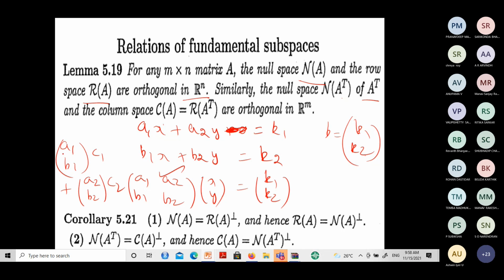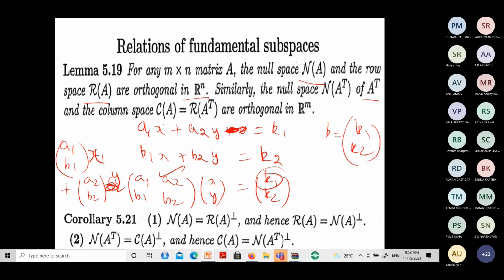That is what you get. A1 C1 plus A2 C2 B1 C1 equal to B2. A1, correct? B1 C1. If you don't want, I'll take this as X here. Instead of C1 C2, here I'm taking X and Y.